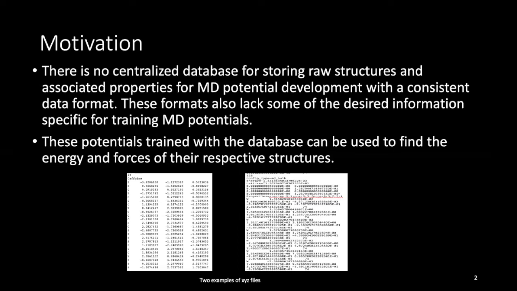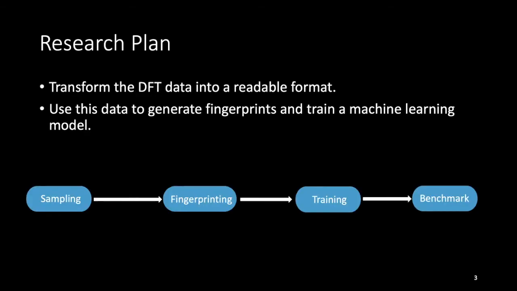My project aimed to help this problem by creating a centralized database of raw structures that are in a format that can easily be read and processed. I also plan to train a machine learning model with this transformed sample data to predict the energy and forces of the structures. To create the centralized database, I created a code that reads the DFT, density functional theory data, and transforms it into a readable format using Python. This makes it easy for the data to be manipulated. This format is used in the generation of fingerprints, which in turn will make it easier to train machine learning algorithms that predict certain materials' properties.